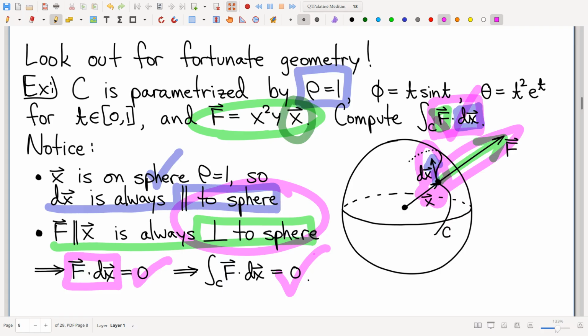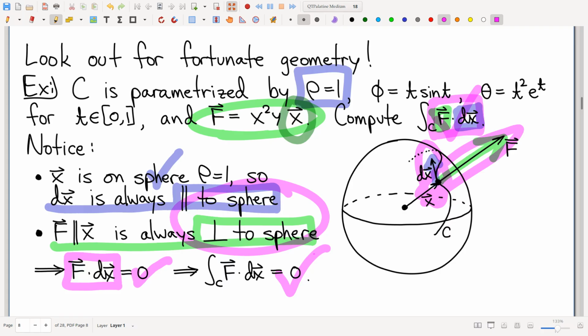And now I'm just going to make this observation about spheres, and that is radii of spheres are always perpendicular to the surface of the sphere. So, yeah. And so f being parallel to that, we get the same thing. So really powerful observation.